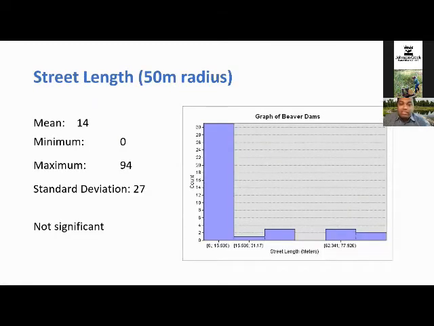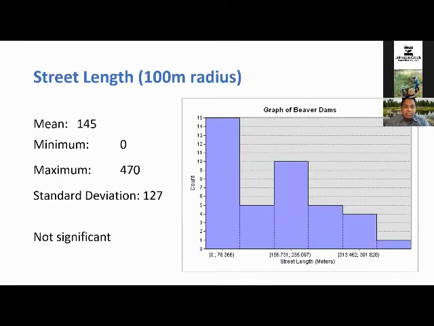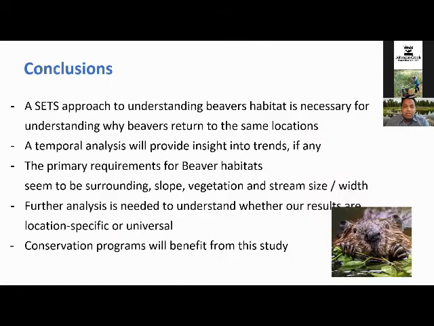The street length does not seem to be significant here. At the 50-meter radius, we only have a total of about 14 meters length. And then also in the 100-meter radius, the average is about 145 meters. So it's not really significant.